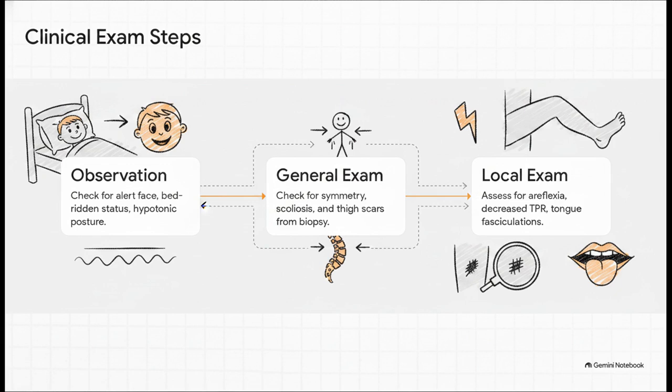Step 2 is your general examination. Look for symmetrical weakness. Check the spine for scoliosis, which is a major complication. Oh, and here's a great examiner's trick. Look closely at the thighs for a tiny little scar. That could indicate a past muscle biopsy.